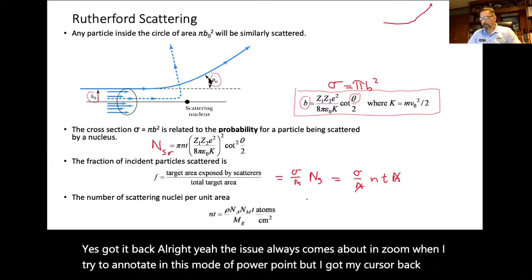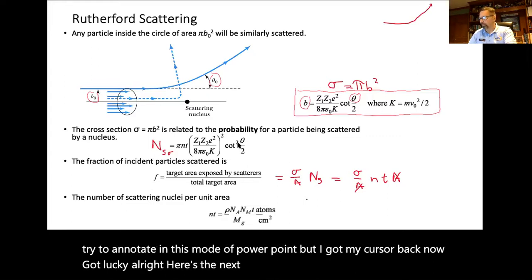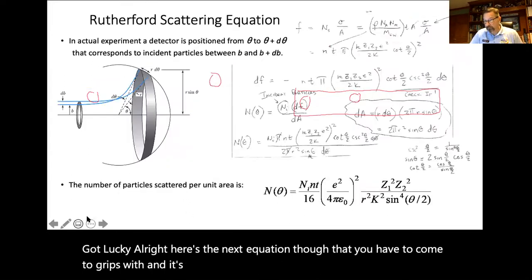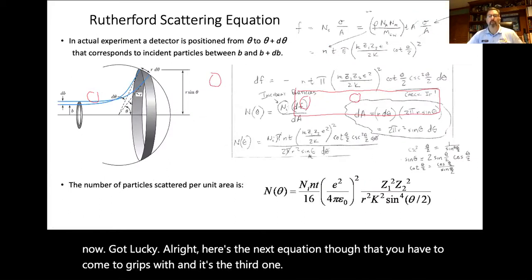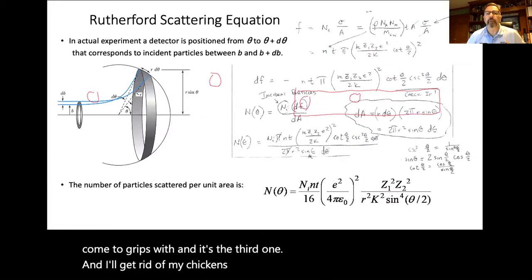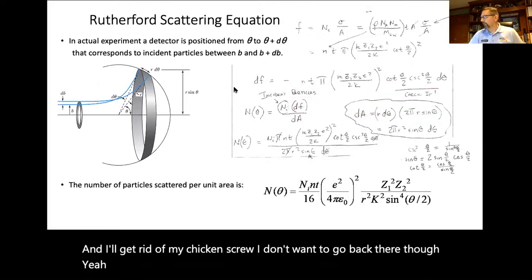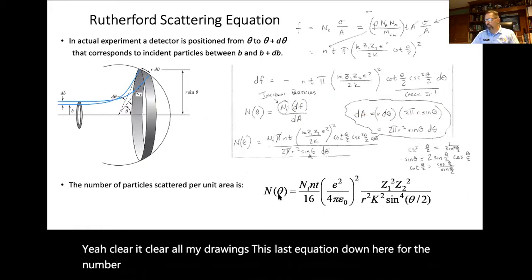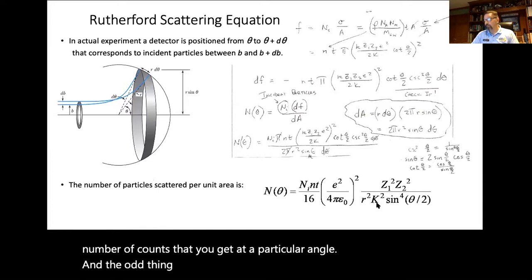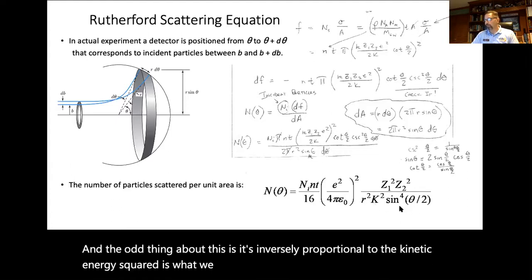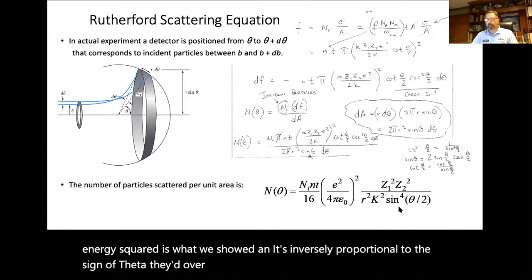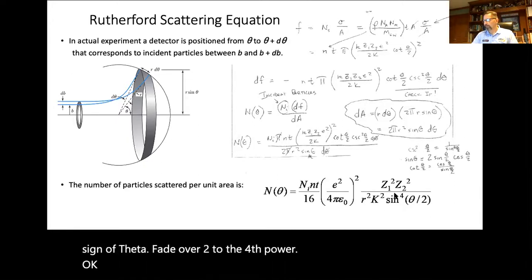Got lucky. All right, here's the next equation, though, that you have to come to grips with, and it's the third one. This last equation down here is for the number of counts that you get at a particular angle. And the odd thing about this is it's inversely proportional to the kinetic energy squared, is what we showed, and it's inversely proportional to the sine of theta over 2, to the fourth power. Okay, sort of a bizarre result.